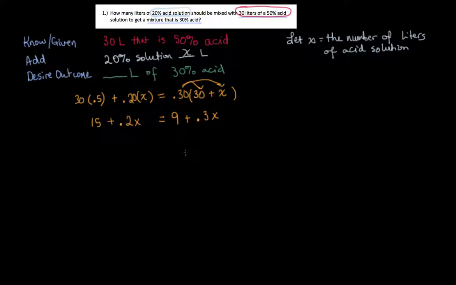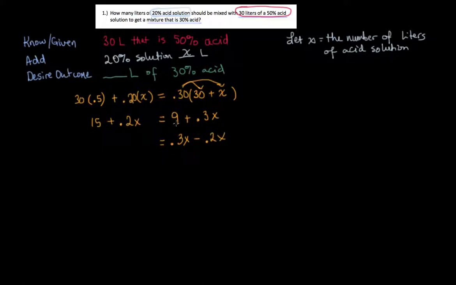Now, notice we have variables on both sides, so we want to collect them to the same side. And I always like to collect them so that the variable has a positive coefficient. So in other words, the number in front of it stays positive. Well, this 0.3 is bigger than this 0.2. So we're going to subtract 0.2x from both sides.